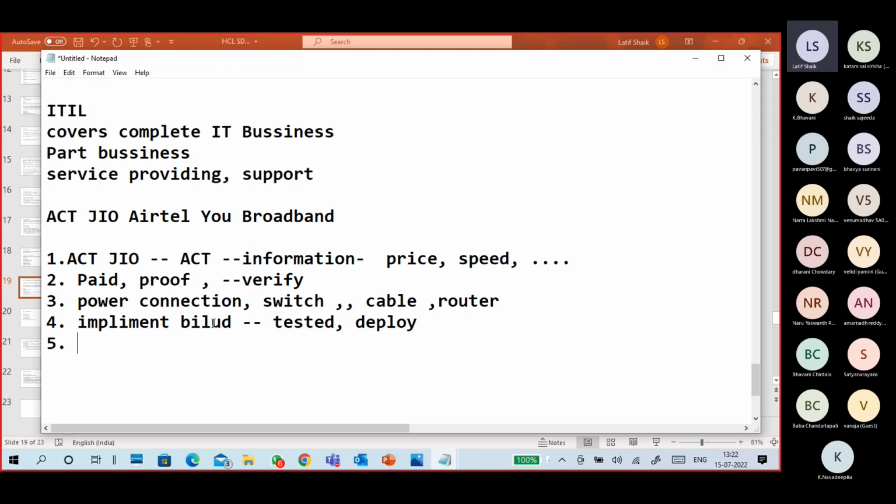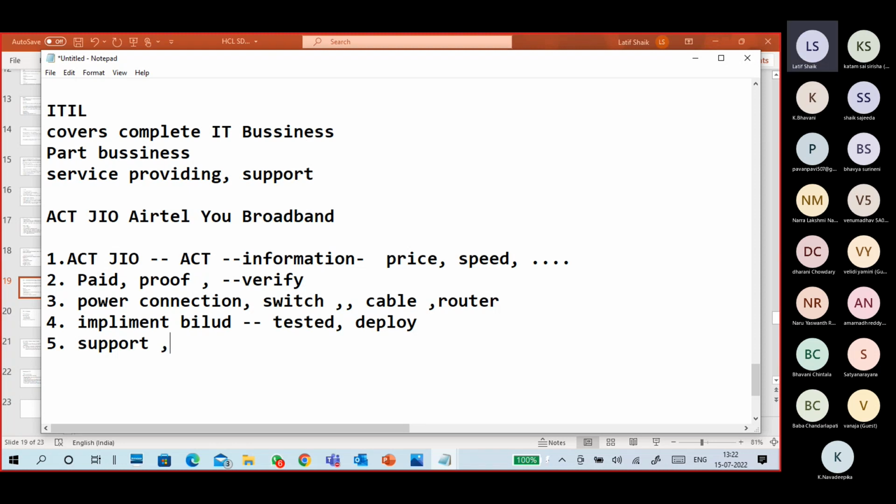But after a few days of the connection, I got a problem. So what I will do, I call the service guy, right? I make a call for service. There is an issue that occurred. I'm not getting internet. So what will they do? Support.